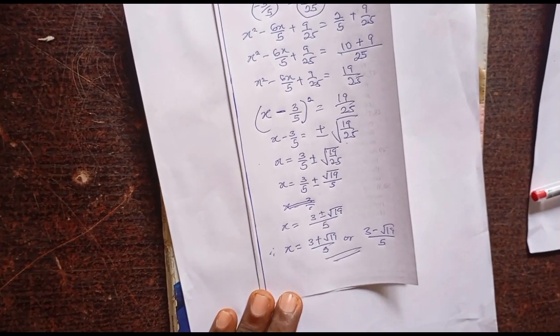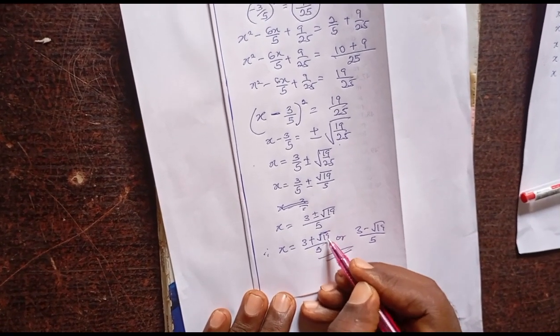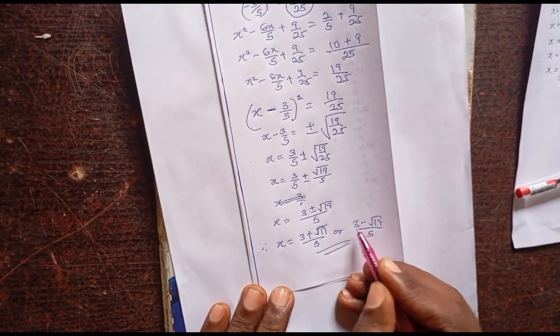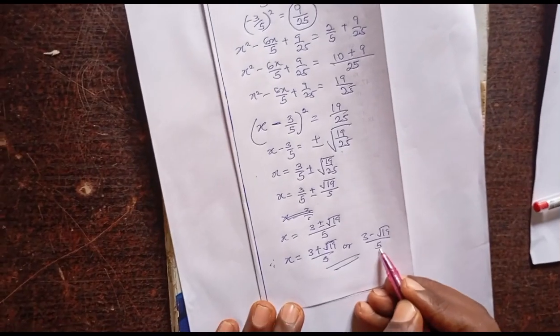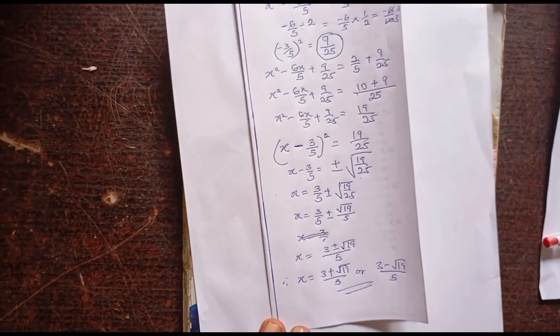How do you proceed? Take your calculator, punch the value for square root of 19, write it here over 5, add it with 3 and divide it by 5. Or you have 3 minus that same square root of 19, you put it here and you divide whatever value you have over 5. So that solves the question for this second example.